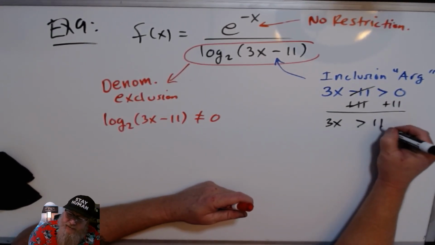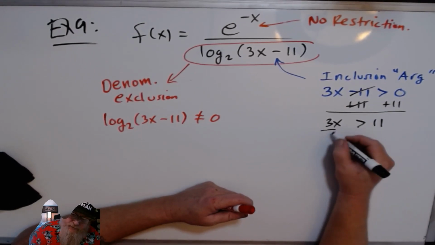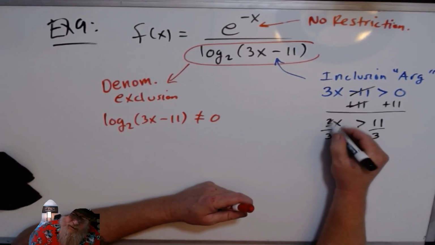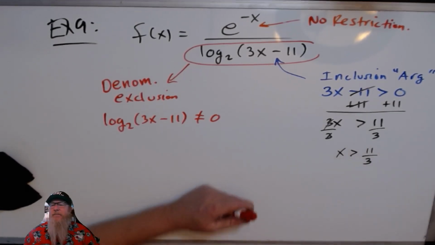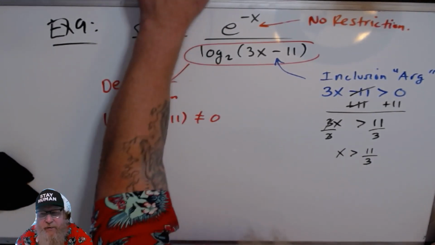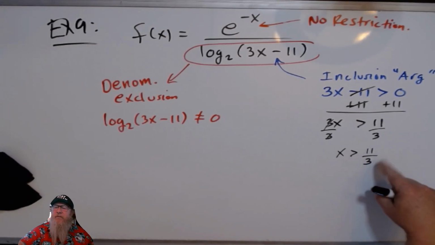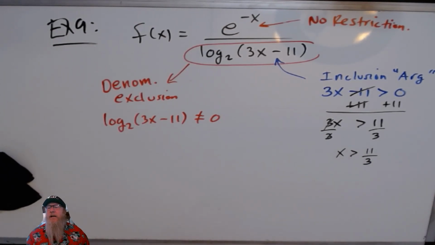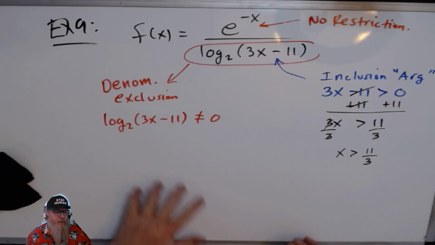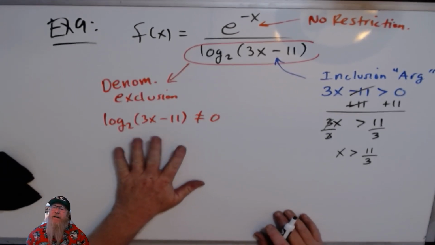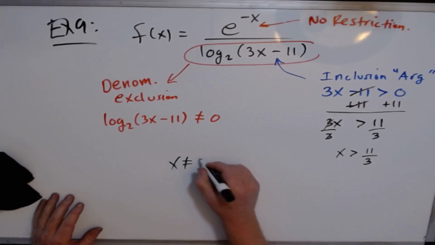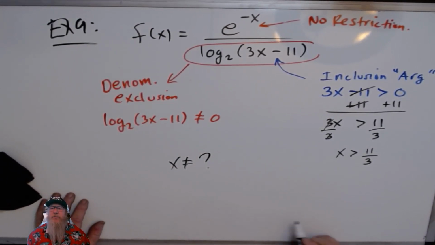So 3x has to be greater than 11. Divide by 3. That's not a very nice decimal, so I'm just going to leave it as a fraction, 11 thirds. If this was simplifiable, reducible, I might go a little further, but I can't. All right, I've got my denominator exclusion, so I'm trying to find out what x cannot be equal to. Yeah, that's an exclusion.